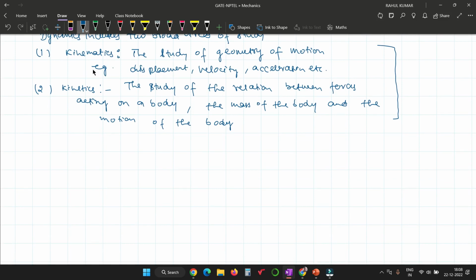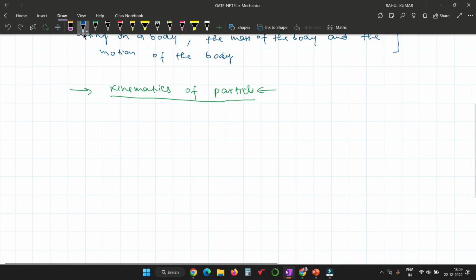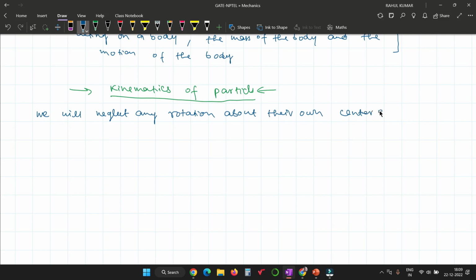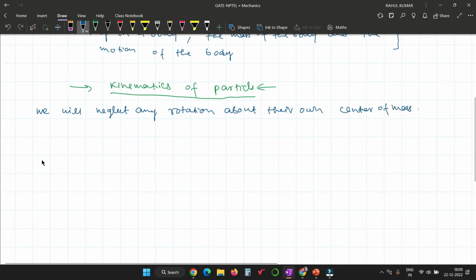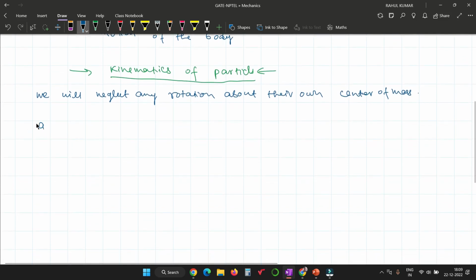Okay, so first I will discuss kinematics of particles. Our first topic is kinematics of particles, and I have already talked about this. What are particles? In this, we will neglect any rotation about their center of mass, because I will talk about particles, not rigid bodies. So in the kinematics of particles, first I will discuss rectilinear motion.